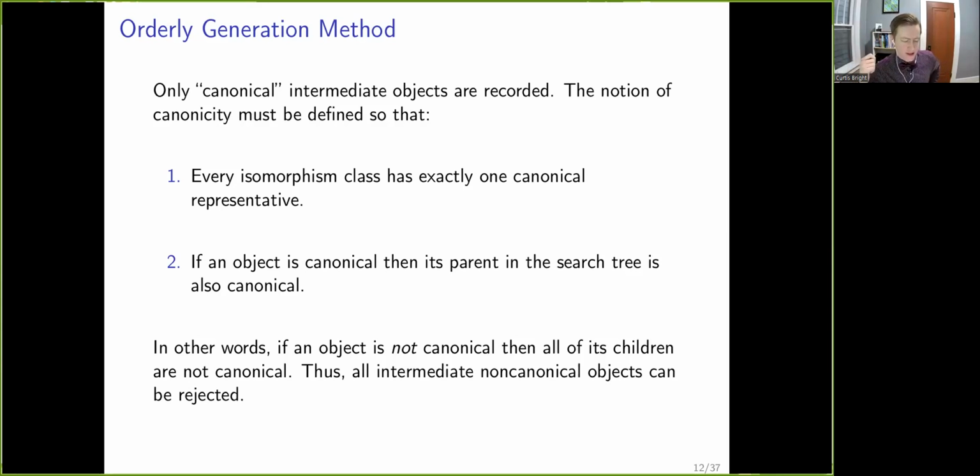So why do we want this? I think an easy way to think about this is in the contrapositive. It is equivalent to saying if the object is not canonical, then all of its children are not canonical. And therefore, by induction, all of the grandchildren are not canonical, and so on. So if you ever come across something which is not canonical in the search tree, you can immediately reject it, because all of its children, great-grandchildren, everything underneath it is also not going to be canonical. All right, so this is why you need the second property, because if you didn't have this, then in general you could have an object that was not canonical, which would then later extend to a canonical object, right? So then you wouldn't be able to reject it.